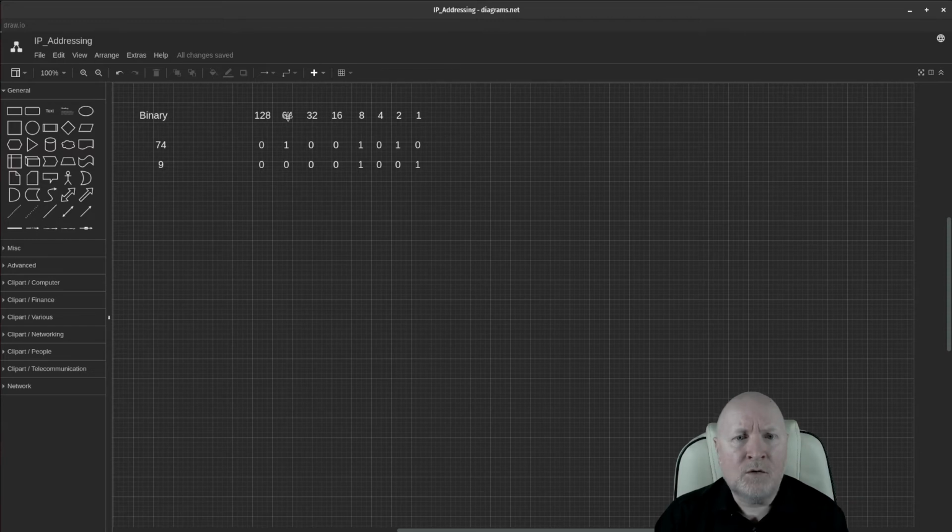So 74, take away the 64, that leaves us with just 10. That's the only amount we've got left. So yeah, neither of these two line up. So 10, yeah, 10 less 8 is okay. Now we're left with 2, so okay, we assign it to 2. So relatively straightforward there. And 9's much easier.